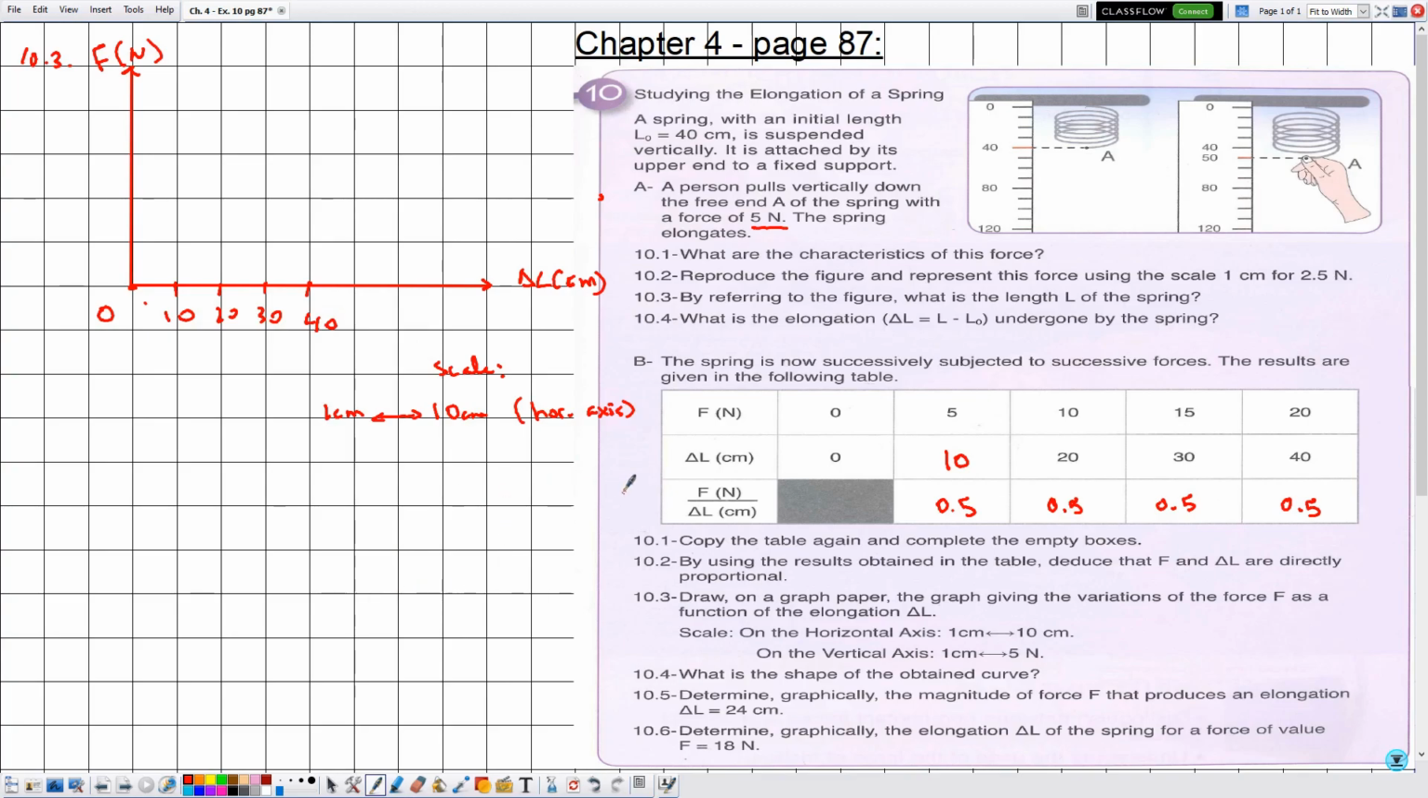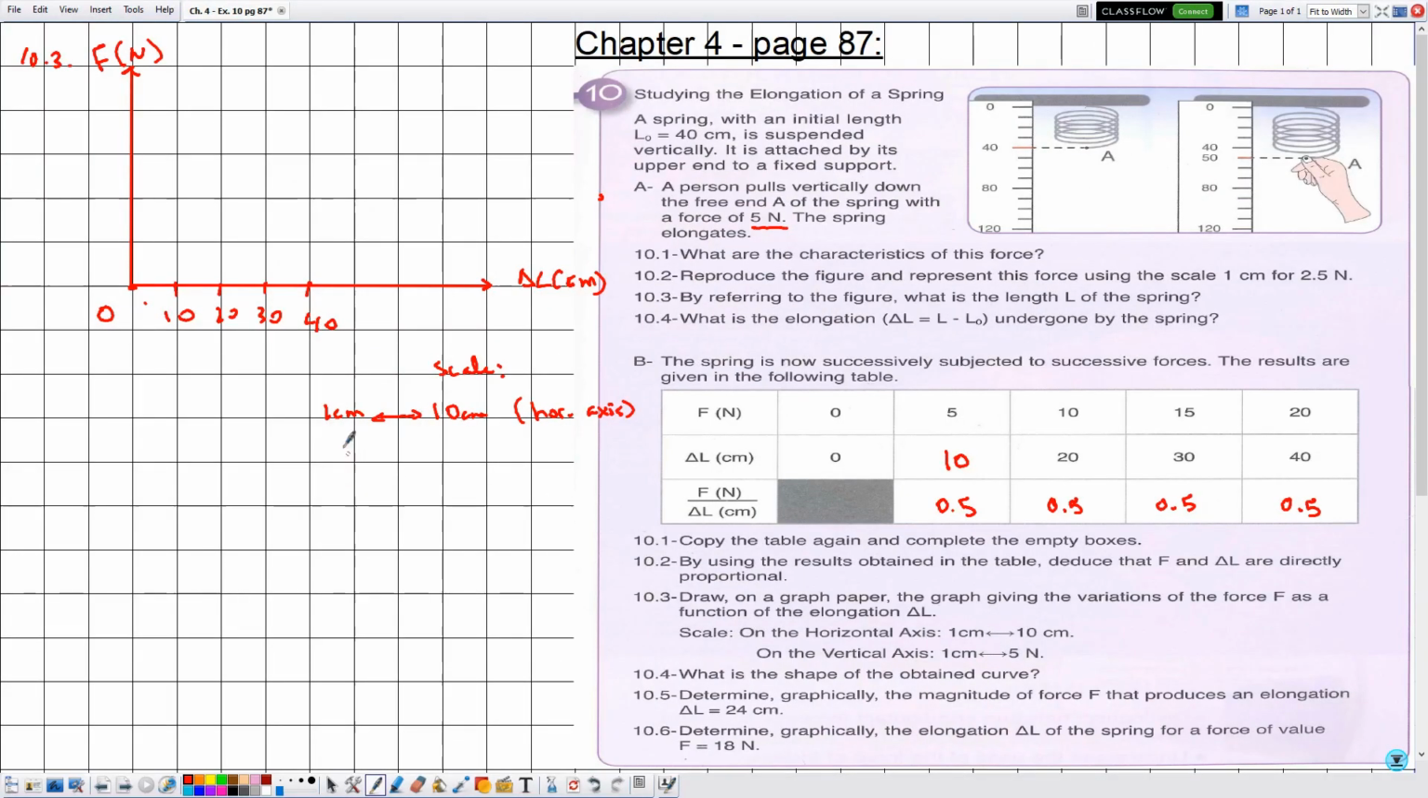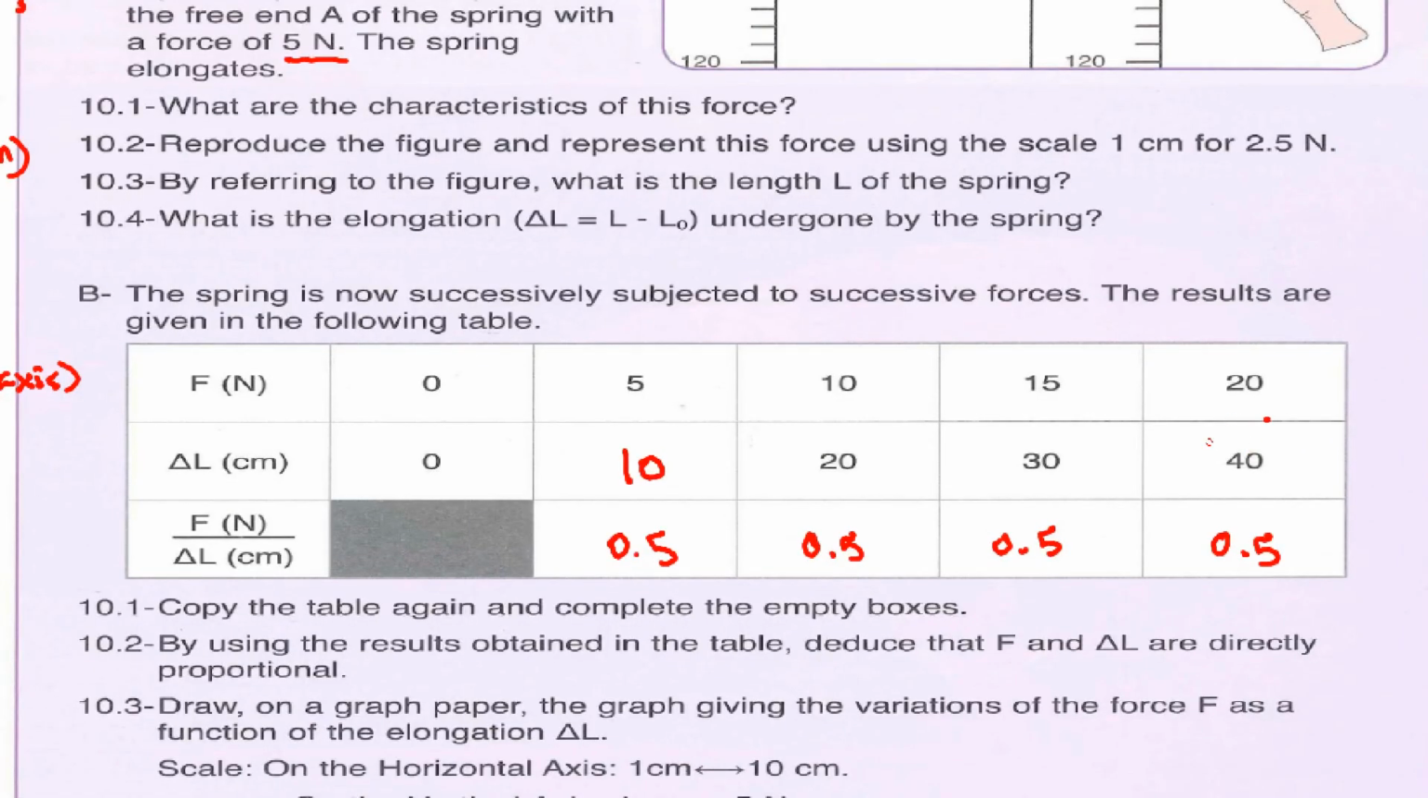And as for the vertical axis, this is the vertical and this is the horizontal. On the vertical axis, each 1 centimeter corresponds to 5 newtons. Then on the vertical axis, for each 1 division or 1 centimeter, we'll add 5 newtons. So this is 5, 10, 15, 20. We will stop here because the largest value of F included in the table is 20.